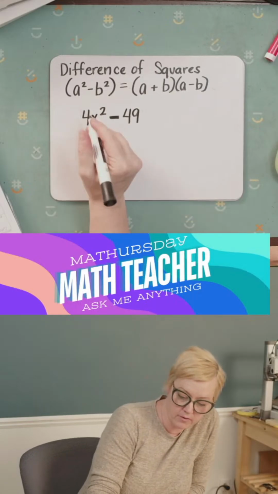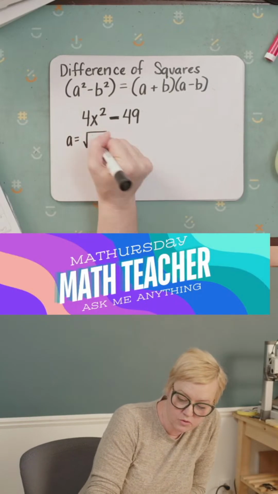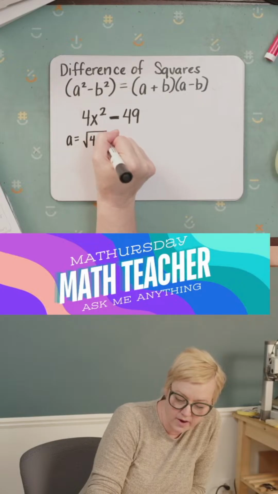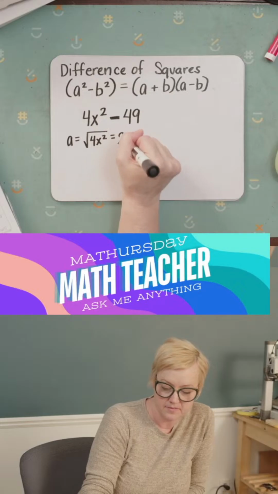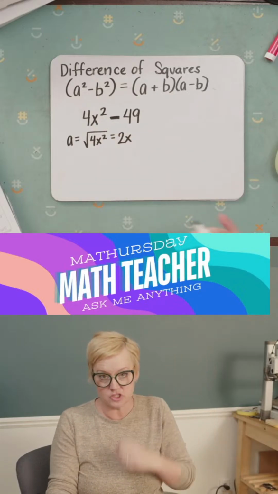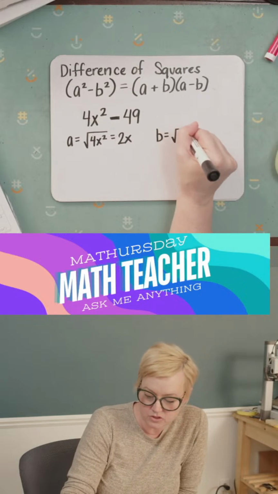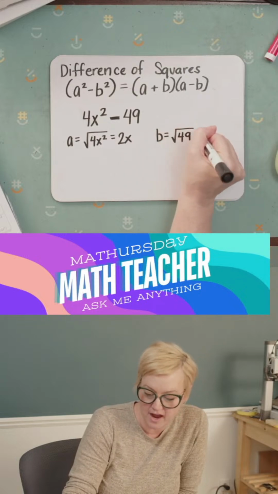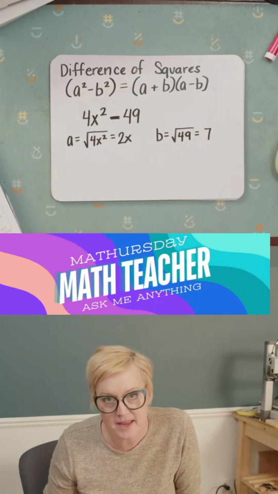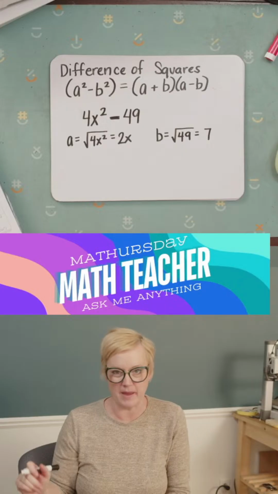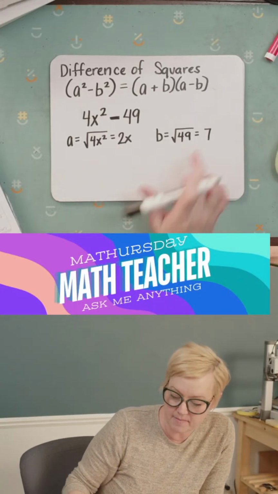So my a term is going to be the square root of 4x squared, which gives me 2x. My b term is going to come from the square root of my second term, 49. That's going to give me 7. I know it's plus or minus 7, but in this case, we just pay attention to the positive one. So my a is 2x and my b is 7.